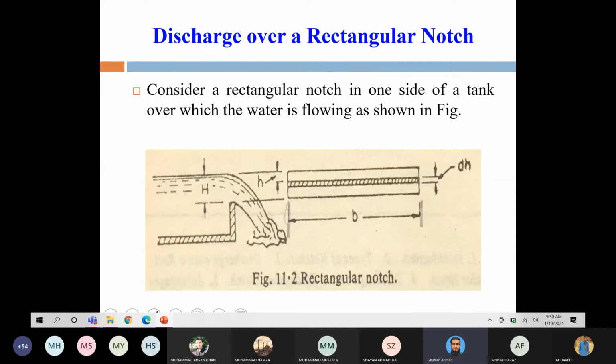So first of all, rectangular notch. Consider a rectangular notch in one side of the tank over which the water is flowing as shown in figure. Here you can see that this is the sill and the water is flowing over it. This height of water has no purpose, so we will ignore this. So the only thing which we are going to measure is this height, h. Okay, so this is the height of water above this sill.